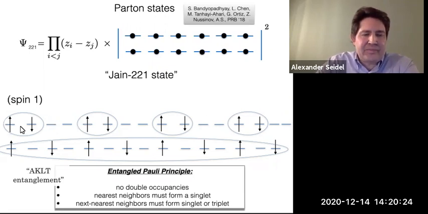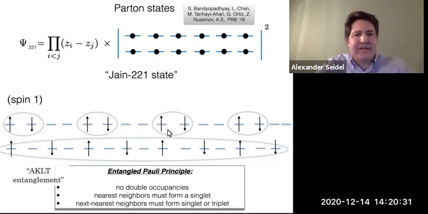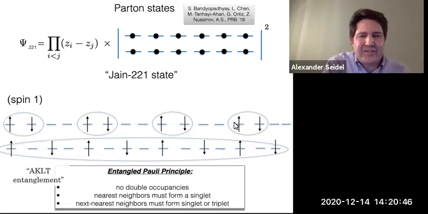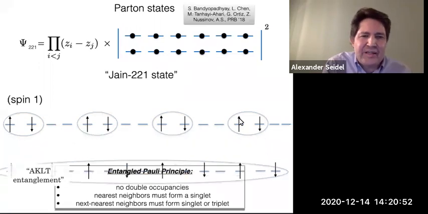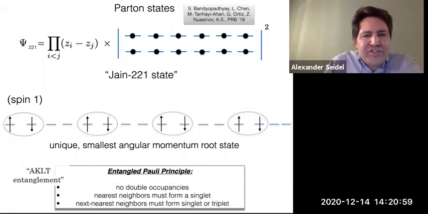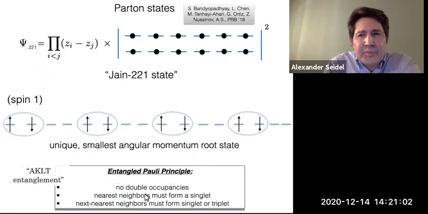And there are two densest patterns, as I've shown you. There are actually subtleties I glossed over. So these patterns are completely equivalent on the torus, but on the disk geometry, there are interesting boundary conditions which render them slightly inequivalent in any case, without going into that. The first pattern seems to have lower angular momentum. So it's actually, even after careful analysis, the unique lowest angular momentum root state consistent with this entangled Pauli principle. So that immediately tells you there can't be any zero modes at lower angular momentum.